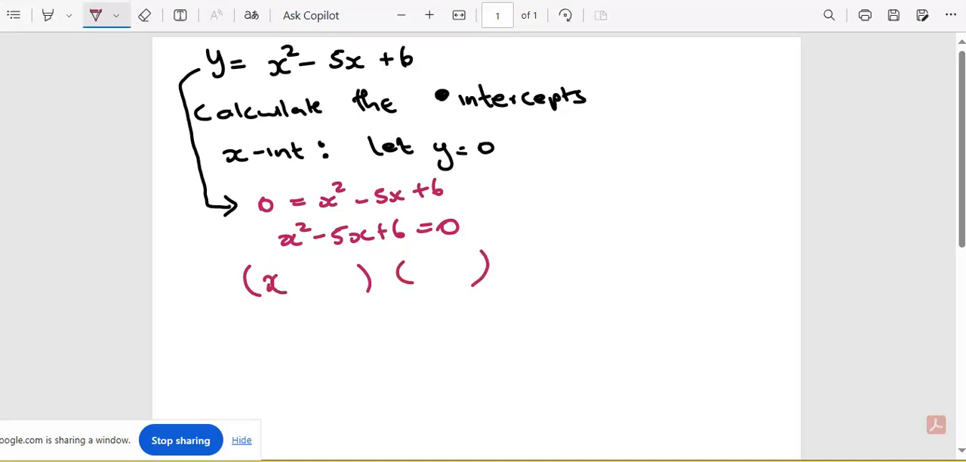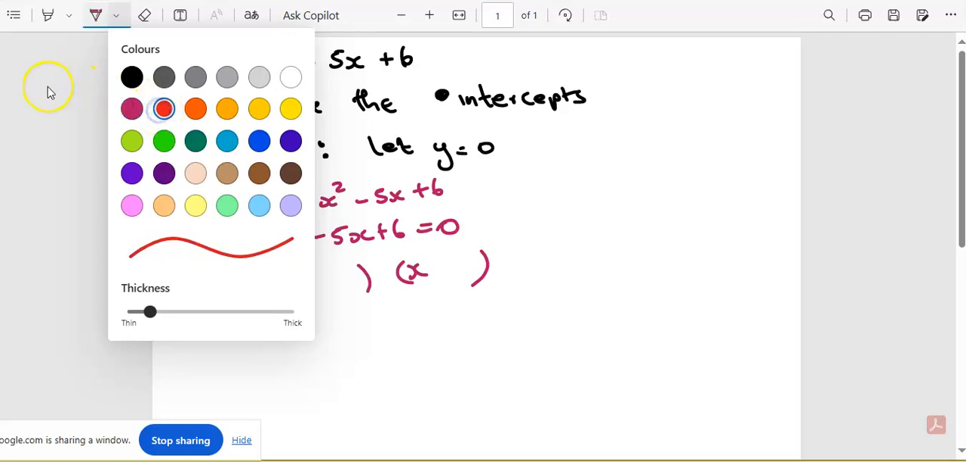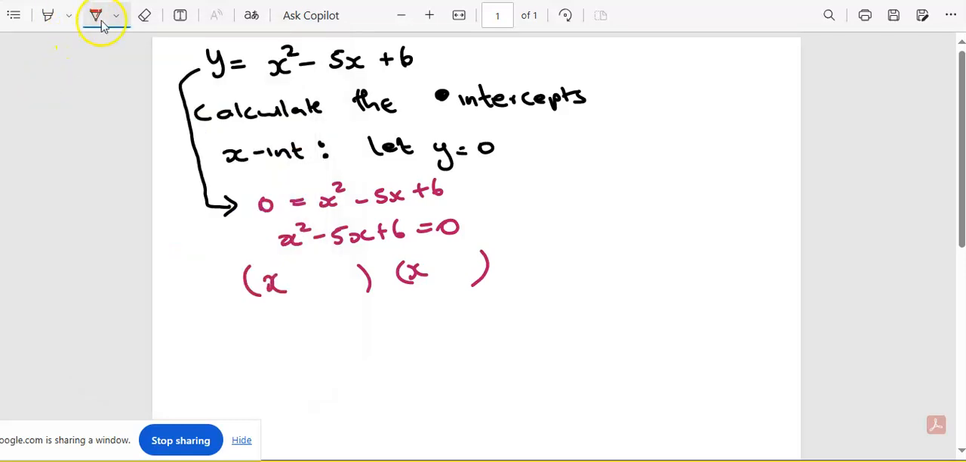To factorize this, I'll have x and x. I need you to listen to me. How am I going to do the factorizing part? I'm going to look for two numbers. Remember, we're going to focus on the value of c. I'm going to look for two numbers that when I multiply them, they give me 6, and when I add or subtract them, they give me the middle term of 5. So basically, I'm looking for the factors of 6.